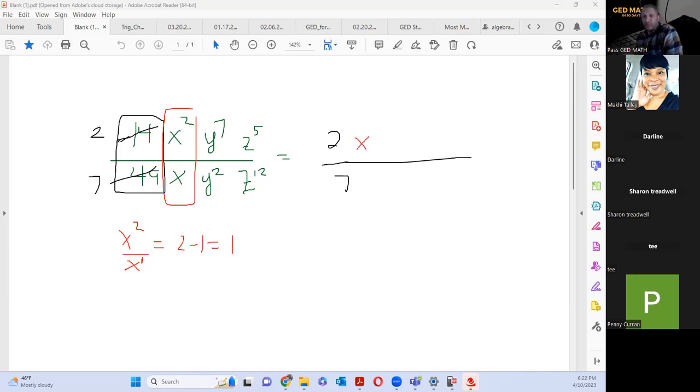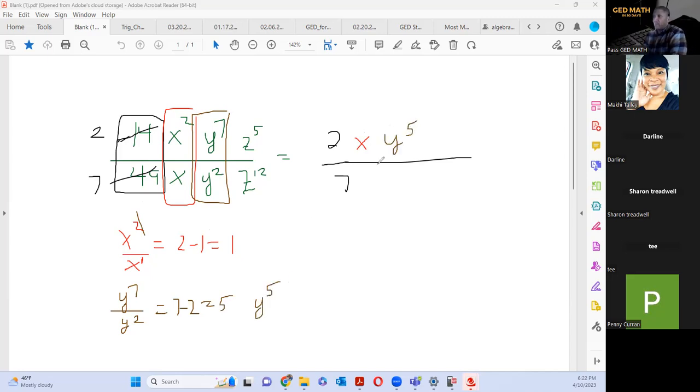All right, let's go to the y's. They have the same base. When exponents have the same base and you're dividing, you subtract. So it'd be y to the 7th divided by y to the 2nd, which is 7 minus 2, which is 5. So we got y to the 5th.